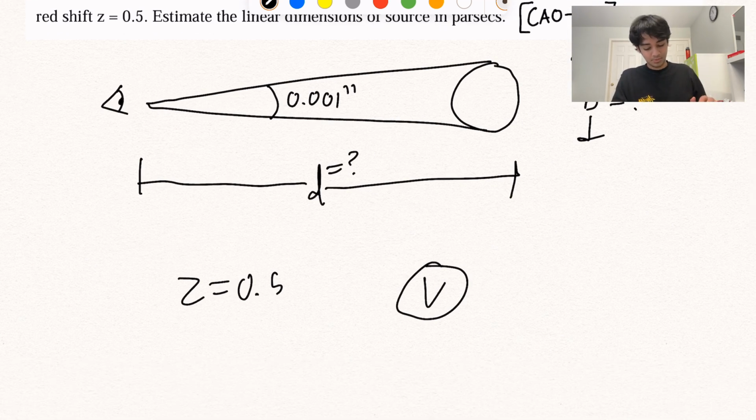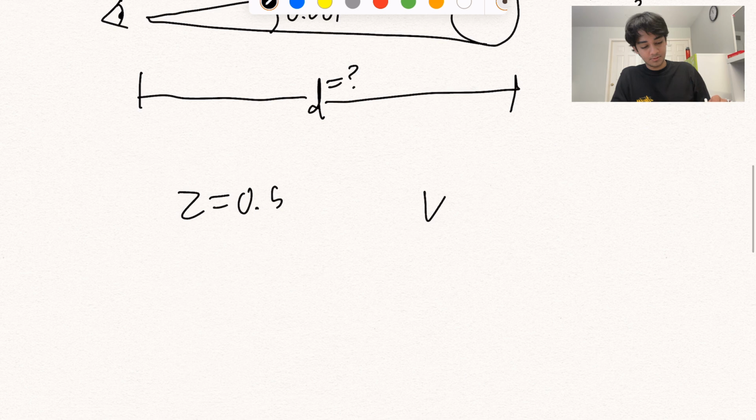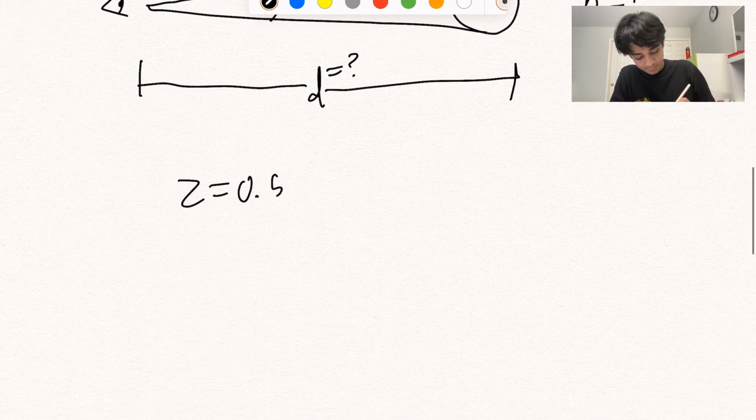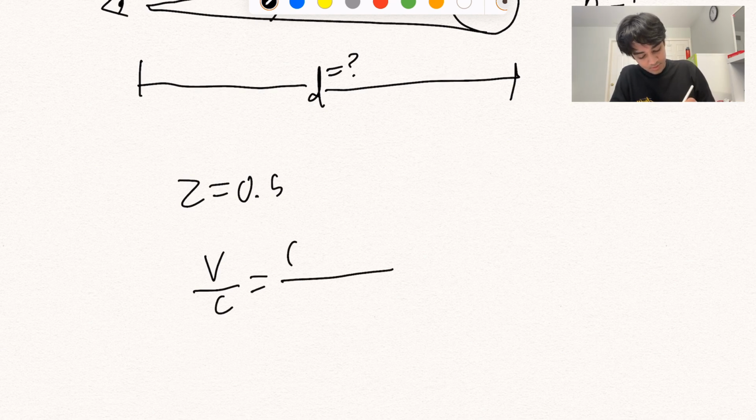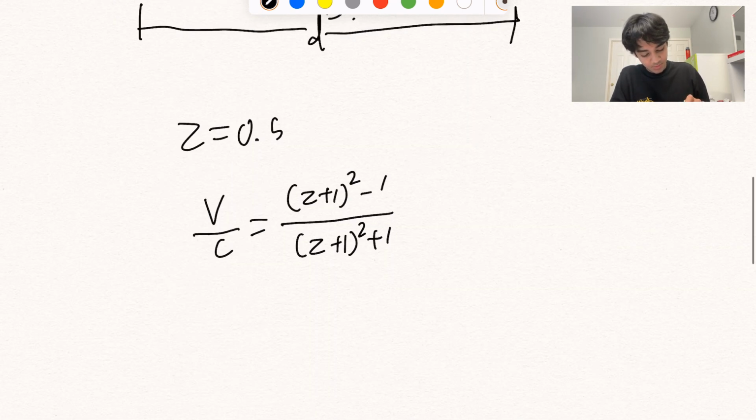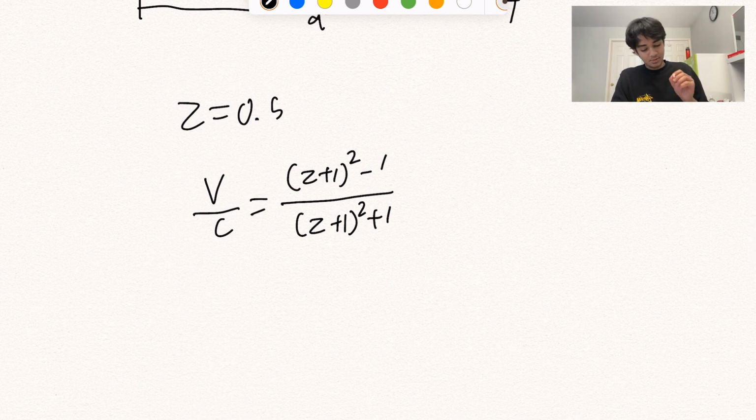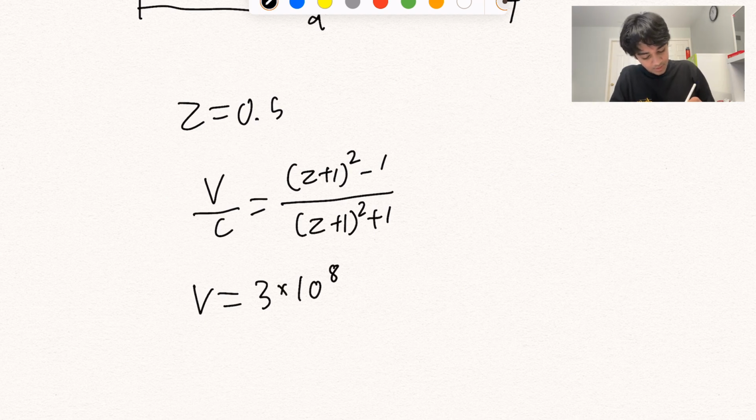If you remember from one of our earlier videos, the formula to find velocity, if given the redshift, is this. V over C equals ((z plus 1) squared minus 1) over ((z plus 1) squared plus 1). Now let's plug in our value for z and solve for v. Remember, the speed of light is 10 to the power 8 meters per second.